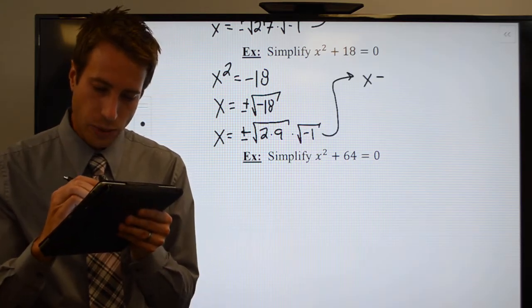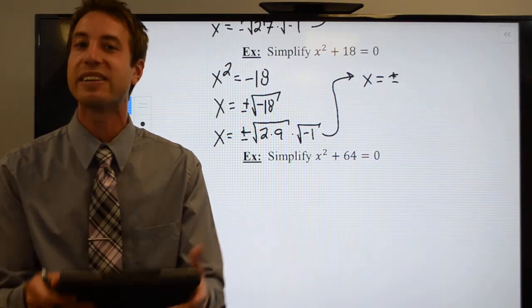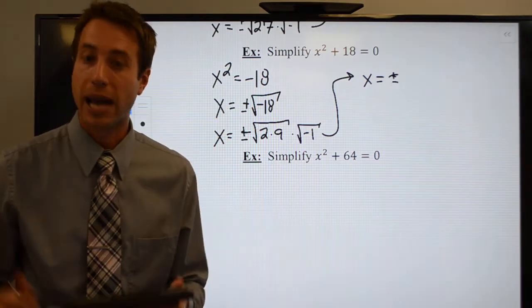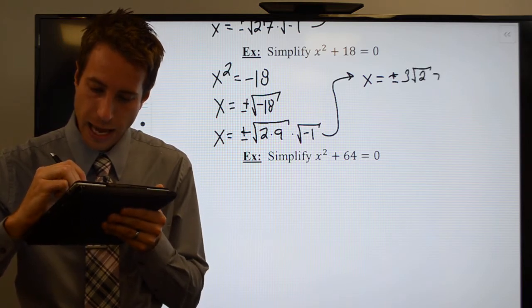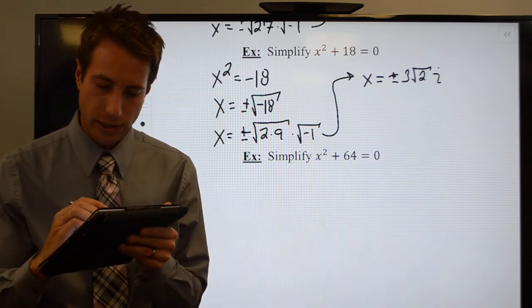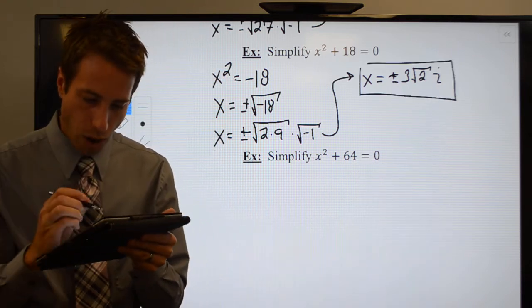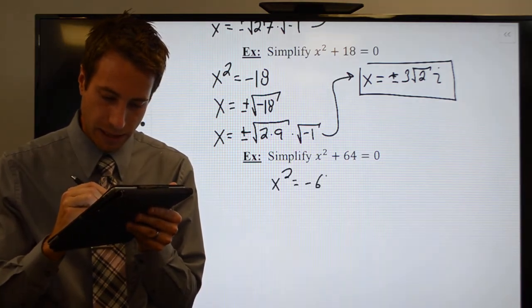And we go ahead and do that. So x is equal to plus or minus. The square root of 2, again, is an irrational number, so we'll leave it as the square root of 2. But the square root of 9 is 3. So 3 square roots of 2, and the square root of negative 1 is i. And there's my two answers. And one more for you here. x squared is equal to negative 64.